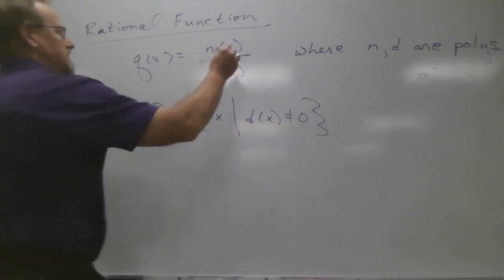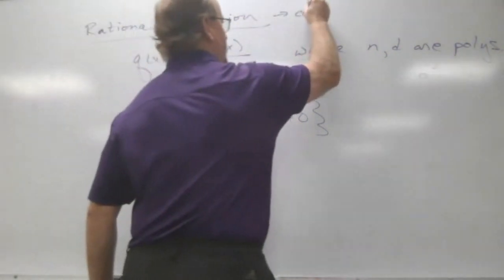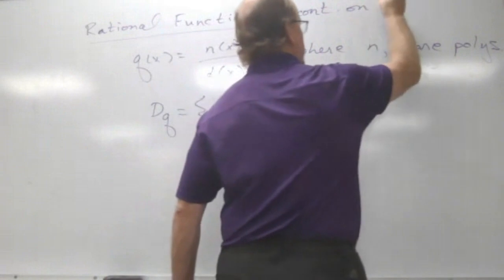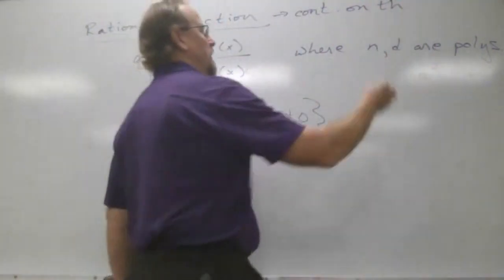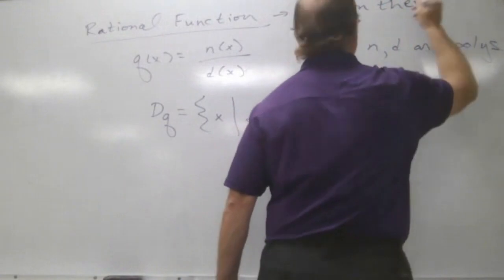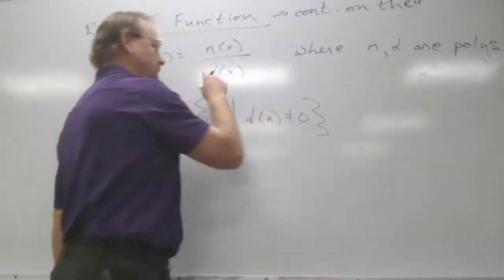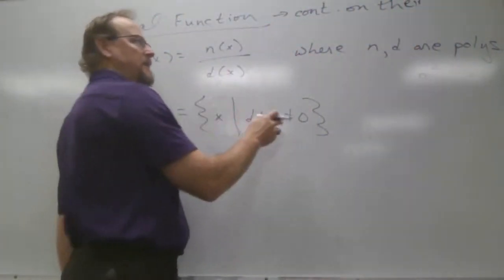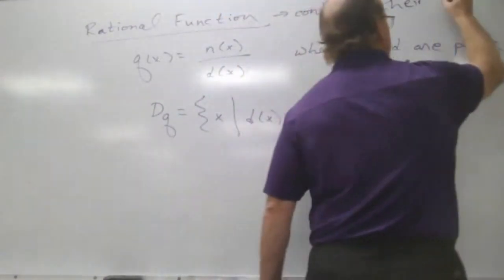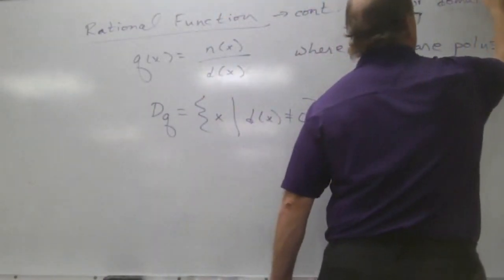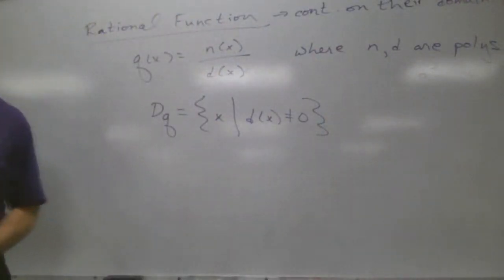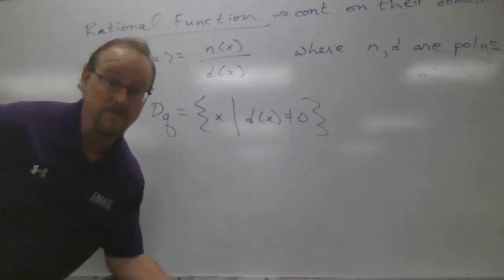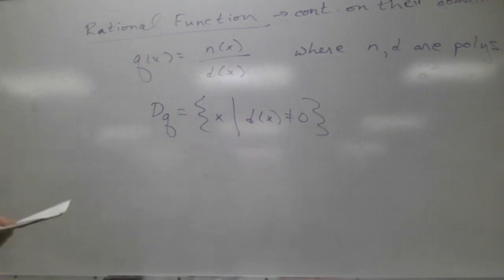What's going to happen is these are continuous on their domain. Because polynomials are nice and polynomials are continuous everywhere, rational functions are going to be continuous everywhere except for where you divide by 0, but that's not on their domain. So what does that mean? What did we say? We say any function that's continuous on its domain is called a continuous function. Okay, so rational functions are continuous functions.